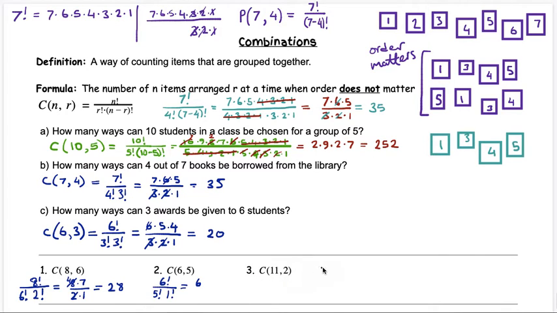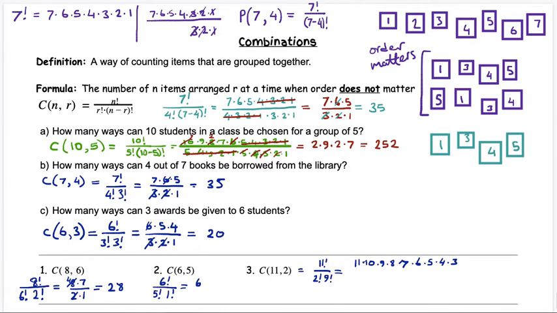This one here is a little bit longer. Let's take a look. So this is 11 factorial divided by 2 factorial times 11 minus 2, which is 9 factorial. So we're going to have 9 terms. So let's work through that. 11 times 10 times 9 times 8 times 7 times 6 times 5 times 4 times 3.